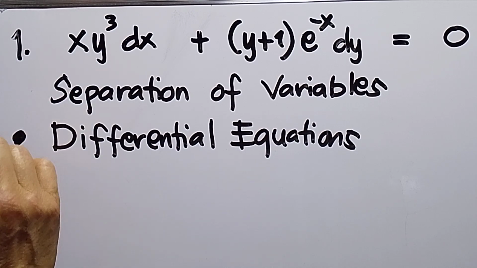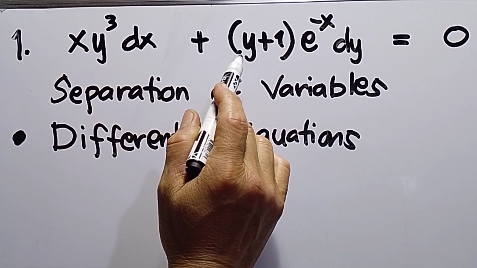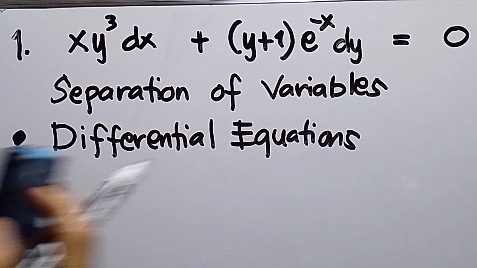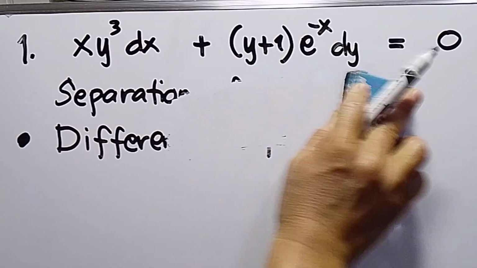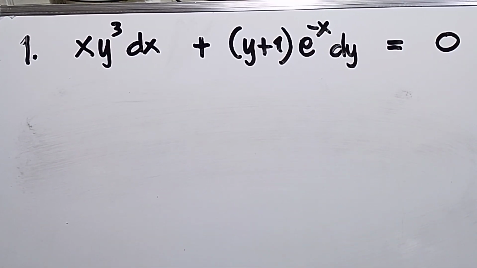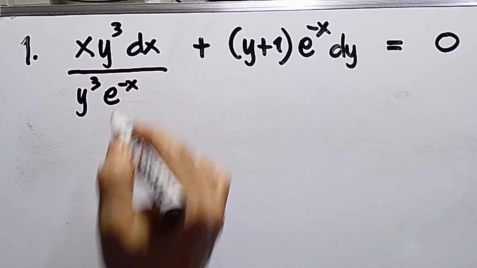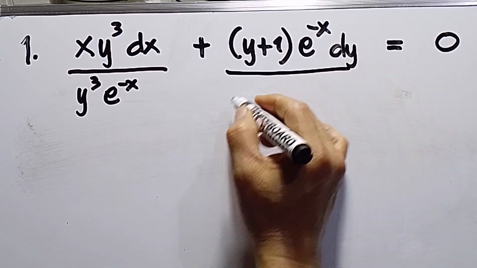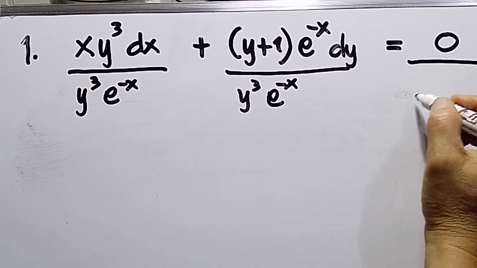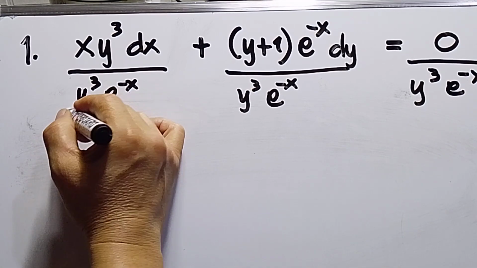I have here number 1: x y cubed dx plus (y plus 1) times e to the negative x dy is equal to 0. Since this is variable separable, I need to divide everything by y cubed times e to the negative x. Then this one also, y cubed times e to the negative x, and the last will be y cubed times e to the negative x. So this will be crossed out.